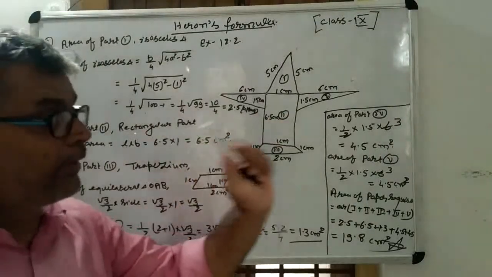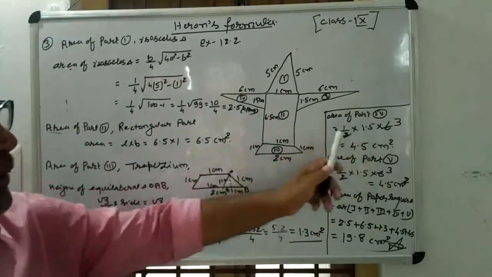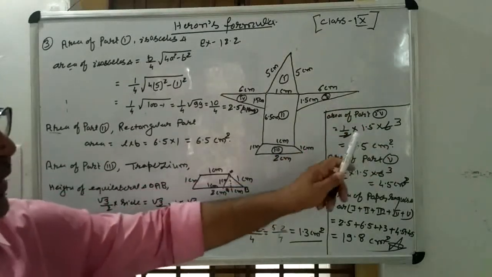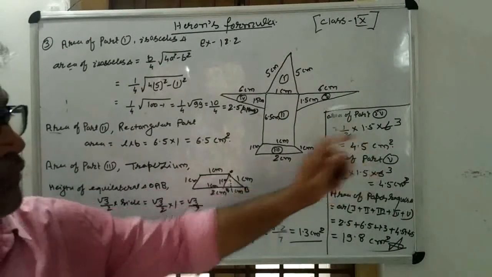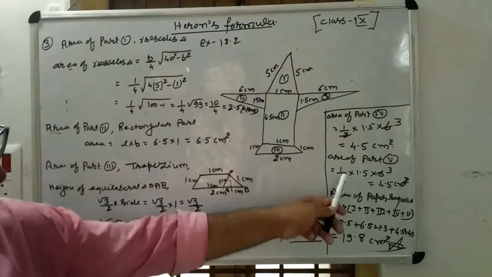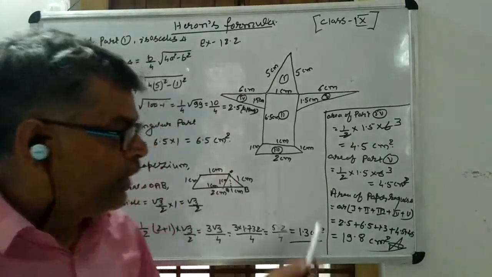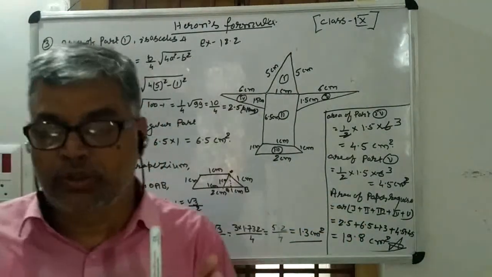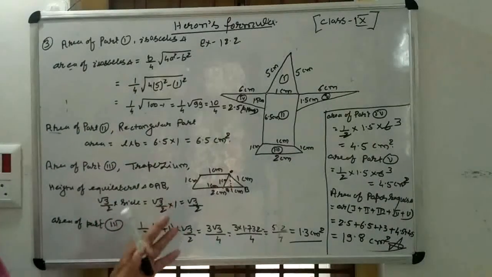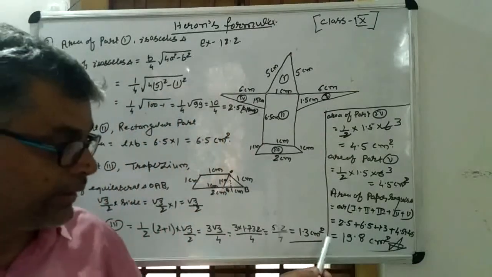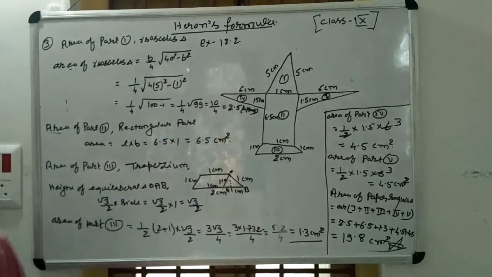Now since 4 and 5 are right triangles, the area of part 4 is 1 by 2 into base into height. So 1.5 into 3 will be 4.5 centimeter square. And the area of part 5 is similarly 1 by 2 into 1.5 into 3, so we got the same value. And when we add the area of all these 5 parts of the aeroplane, we got the total area of the paper required to make this aeroplane as 19.8 centimeter square. And in this way your question has been completed.